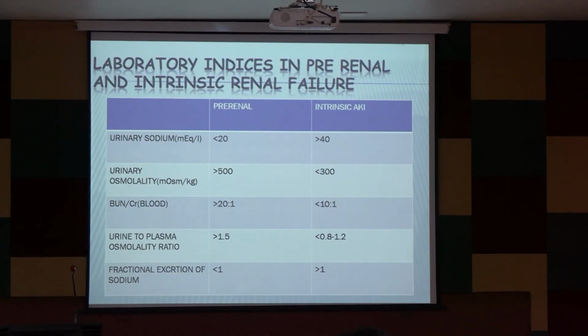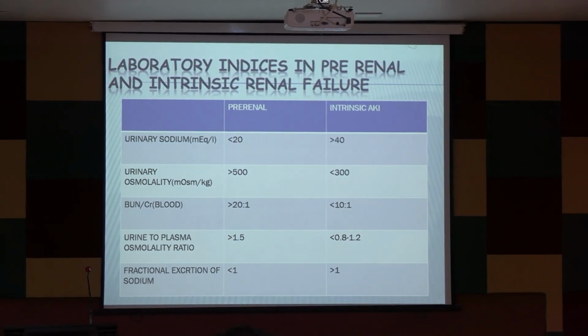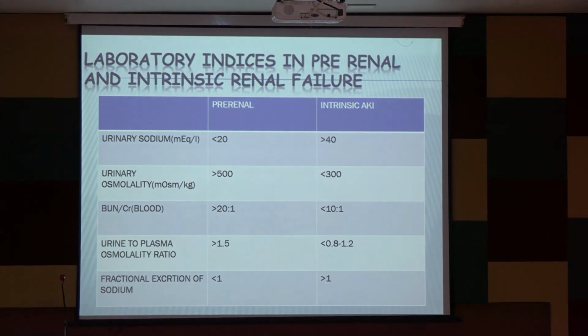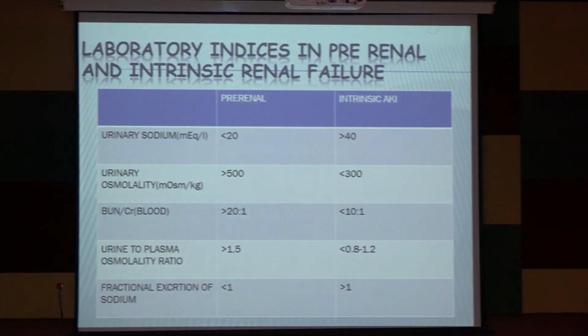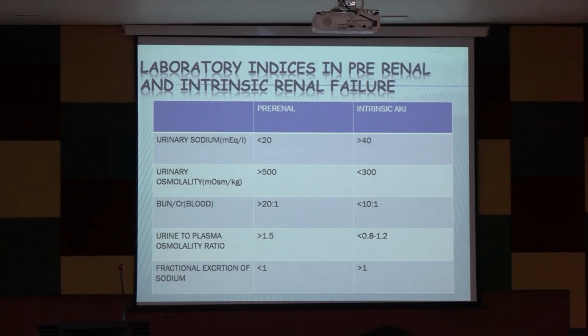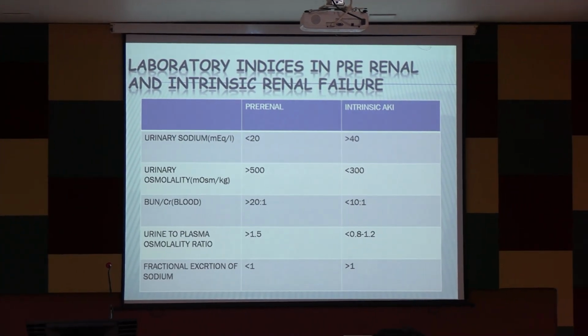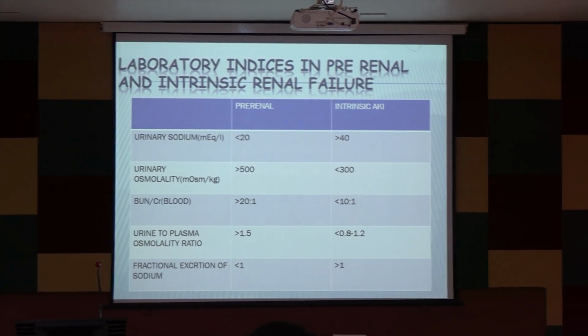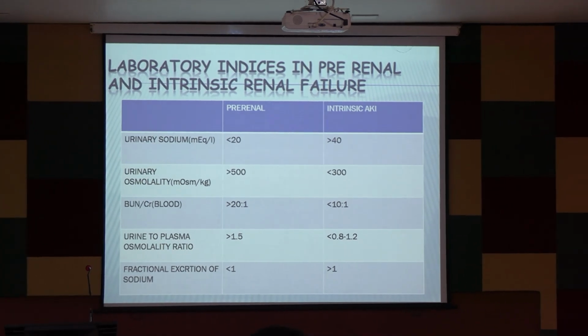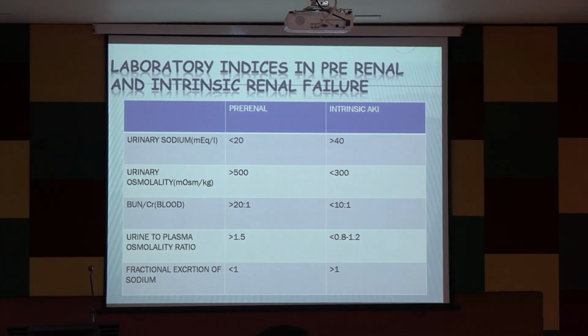Laboratory findings to differentiate between the pre-renal and the intrinsic renal failure, before the treatment, because the pathology is different in the pre-renal and the renal pathology. In case of the pre-renal, there is hypoperfusion of the kidney or the glomerulus. So the kidney tries to retain fluid in the body because there is decreased blood flow to the kidney. So urinary concentration is increased in case of the pre-renal.